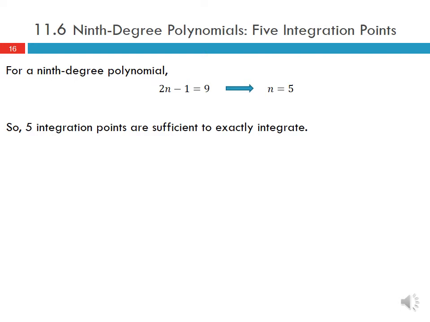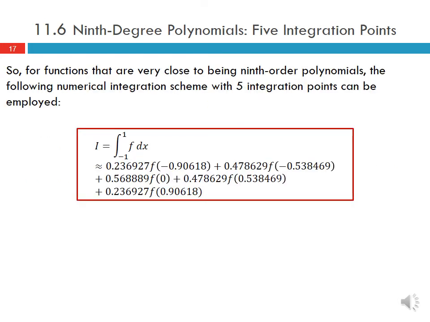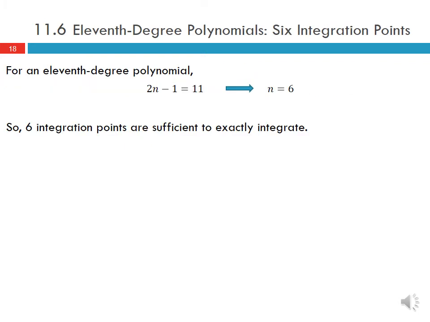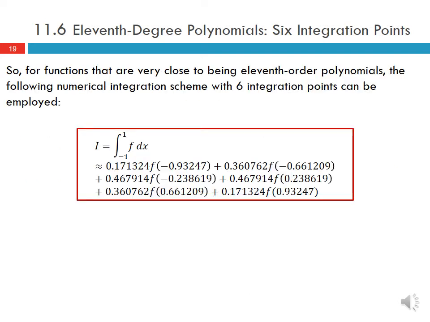For a 9th degree polynomial, we need 5 integration points to exactly integrate it. So following the same procedure again, these are the 5 integration points and associated weights. And this is the 5 integration point Gauss Quadrature scheme. For an 11th degree polynomial, n is equal to 6, so 6 integration points would be sufficient to exactly integrate that. Following the same procedure again, these are the 6 integration points along with the associated weights. And this is the 6 integration point Gauss Quadrature scheme.